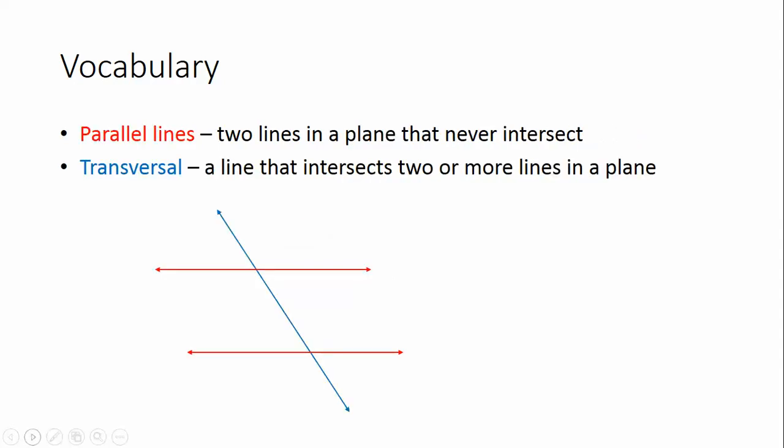Next we have parallel lines. Parallel and perpendicular often go together. Parallel lines are two lines that are in the same plane that will never intersect. And I've used a little bit of color coding here so you can see the difference. The parallel lines are drawn in red.